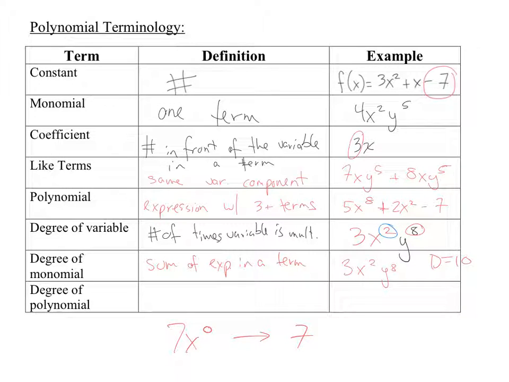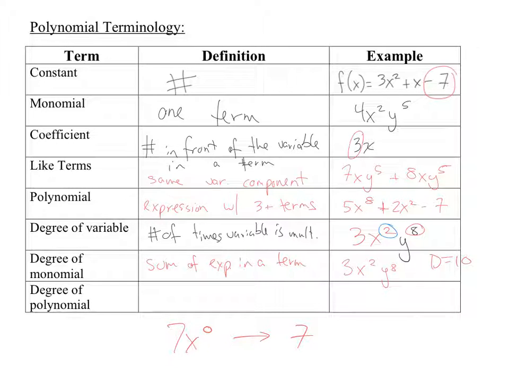Remember, the degree is the exponent for the variable, not the number. Sure, 7 is really 7 to the first power. So you think, oh, 7 to the first power, the degree would be 1. It's not, because 7 is 7x to the 0. It's the degree of the actual variable itself.